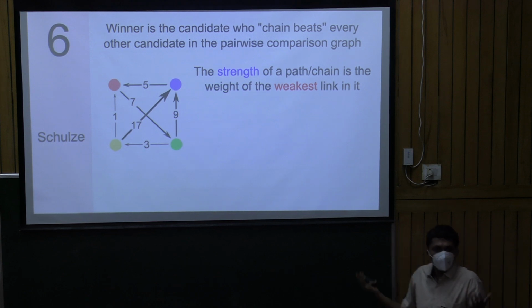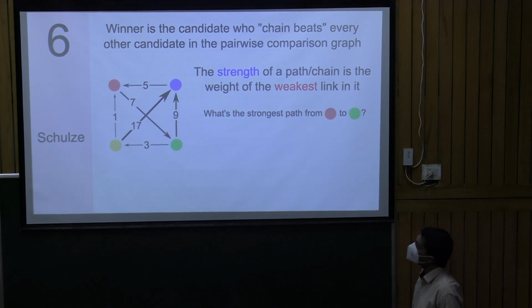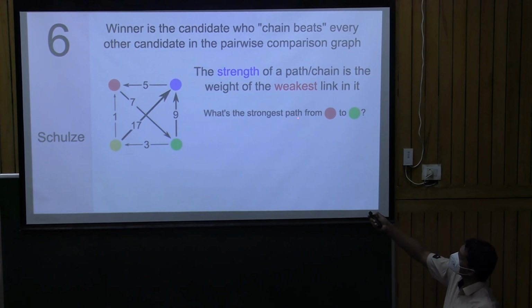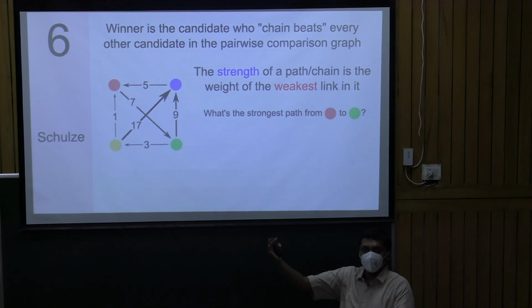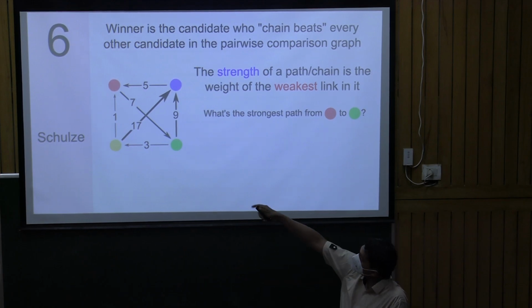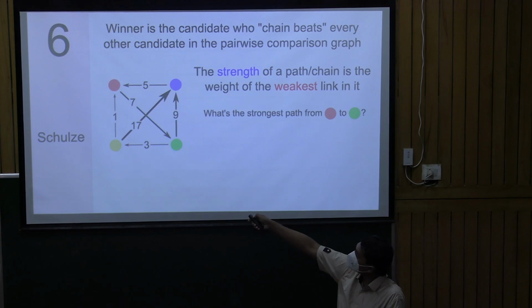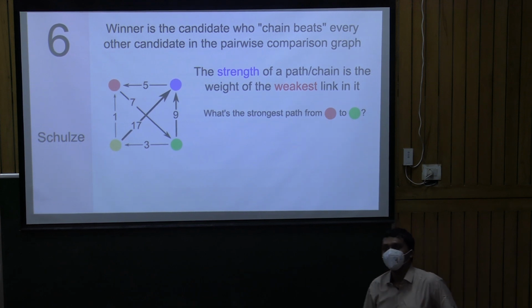Similarly you can calculate the strength of every other path. Now can someone help me answer the question, what is the strongest path from red to green? There could be many paths between two nodes. Every path has some strength given by the weight of the weakest edge. What is the strongest path from the red node to the green node? Anyone shout out? Vamsi now, yes. I can't hear you. 7. Why?